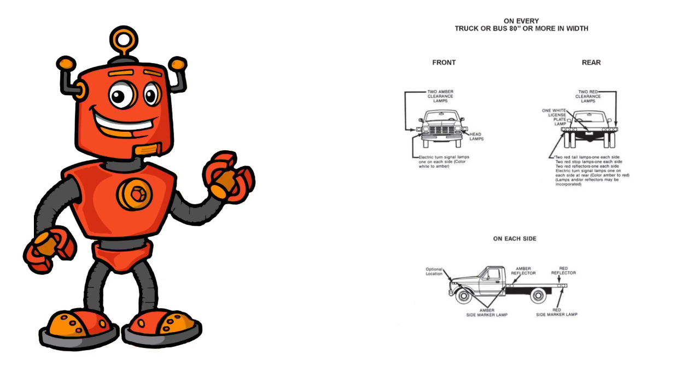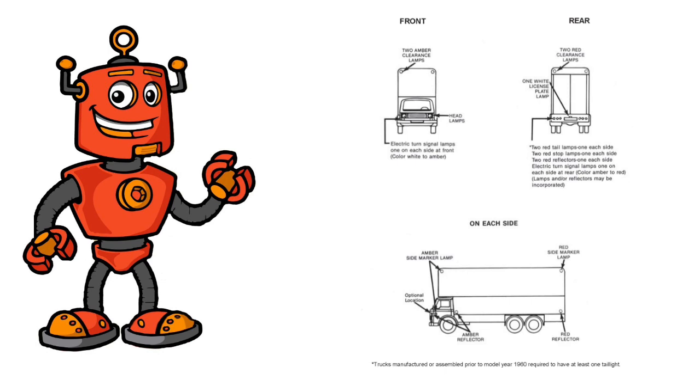vehicle. An amber side marker lamp, amber reflector, red reflector, and red side marker lamp must be mounted on the side of the vehicle. Here you can see the required location of lights and reflectors on the box truck. And on the bus.